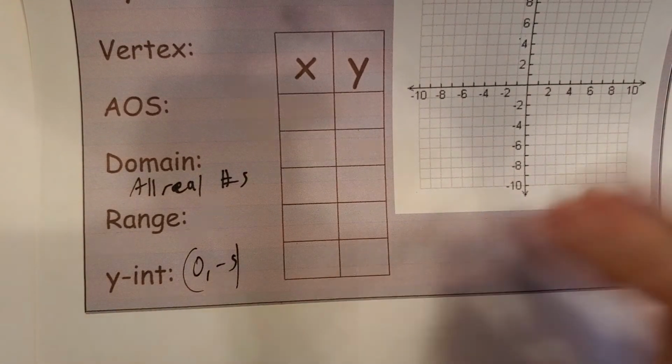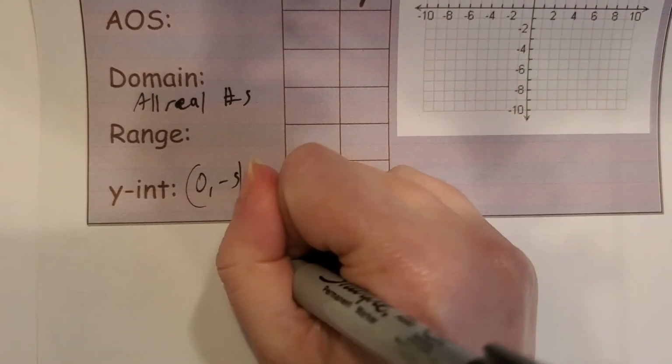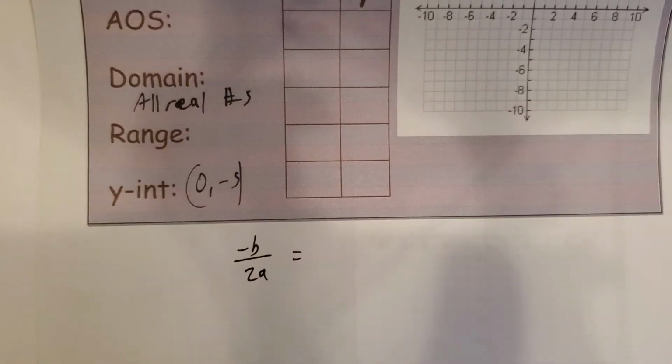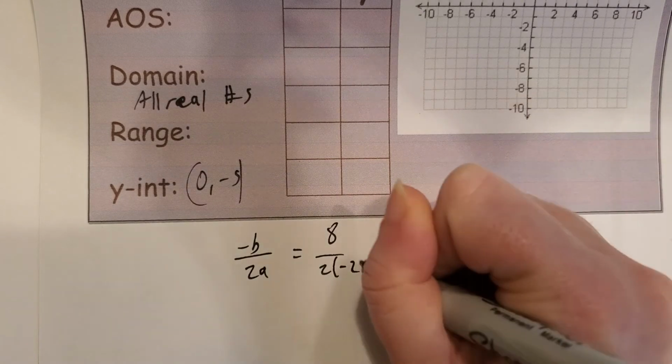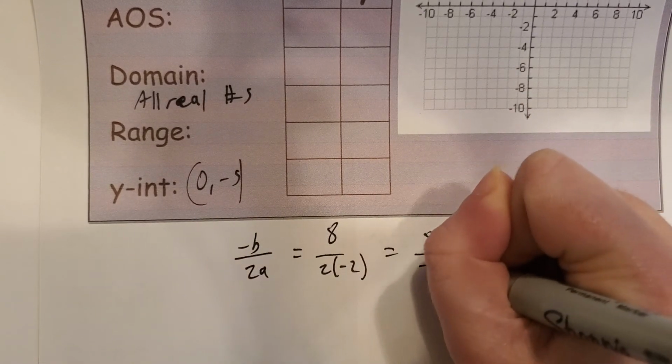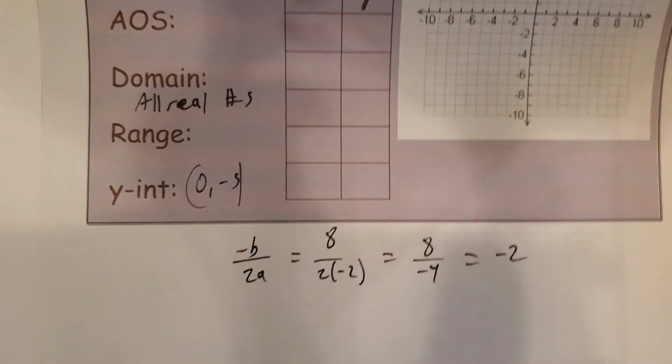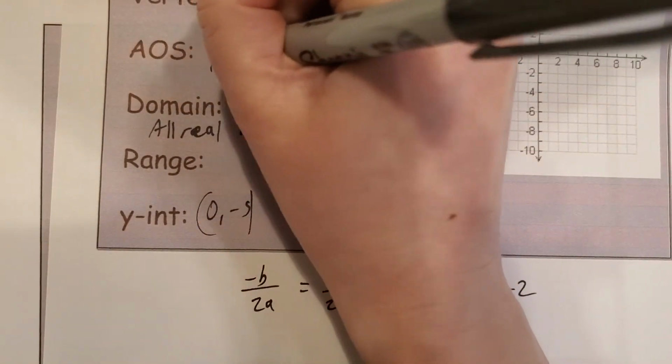All right. Axis of symmetry is negative b over 2a. So negative 8 is positive 8 over 2 times negative 2. This is 8 over negative 4, which is negative 2. So the axis of symmetry is x equals negative 2.